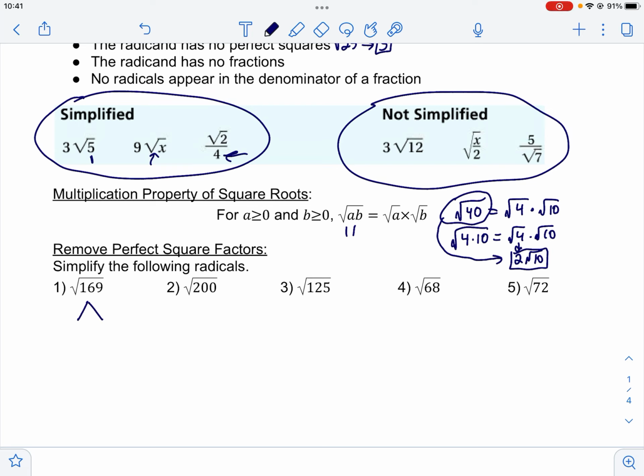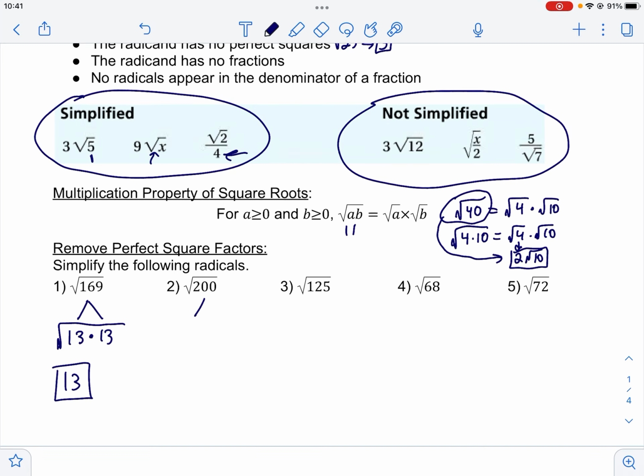Let's use an example. We know 169 is the same thing as 13 times 13. So the square root of 169 is the same thing as the square root of 13 times 13. The square root of 13 times 13 is just going to be 13, and that makes sense because the square root of 169 is 13.